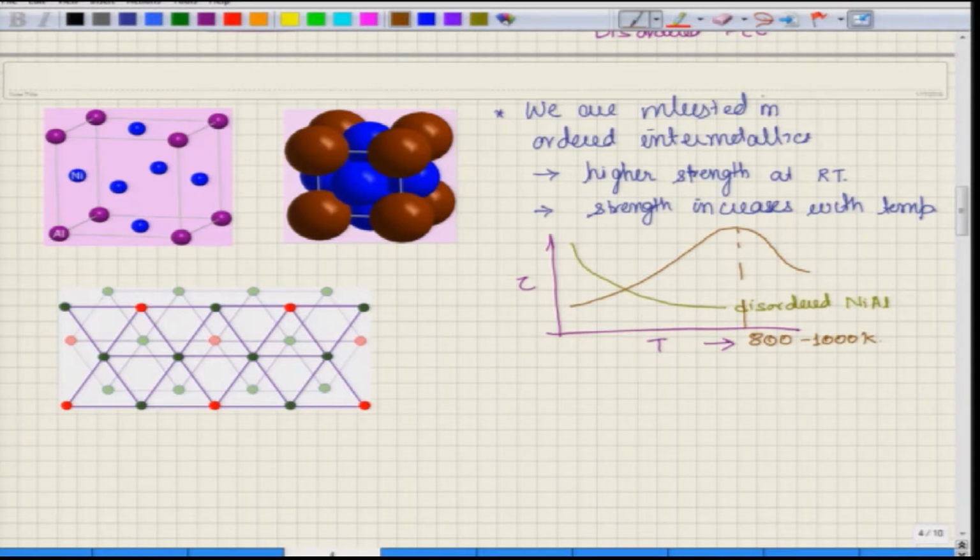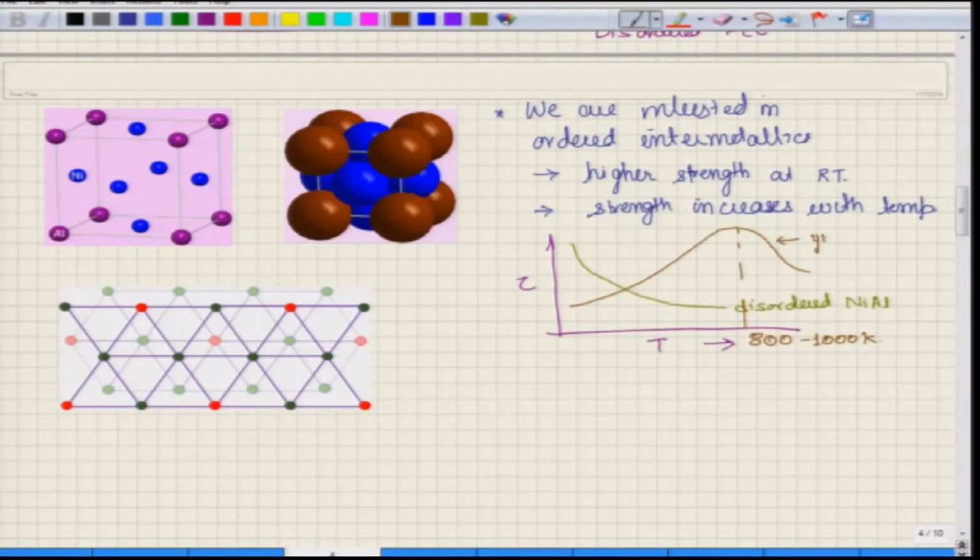and only after that it drops, and that is why you are able to make the turbine blades which operate at such a high temperature out of these superalloy systems, because they have strength even at these higher temperatures, and this behavior is termed as yield anomaly. So, the strength is increasing and then drops. And why does the strength drop? Well, there is a very simple reason for that.